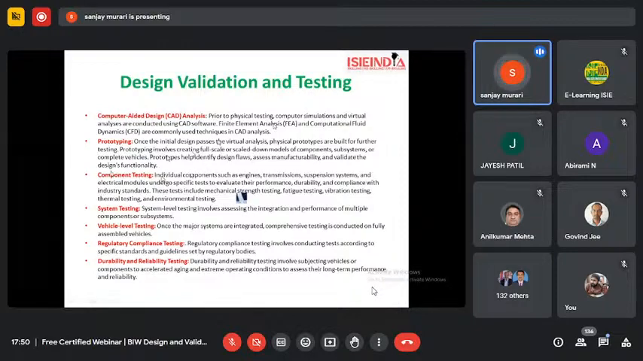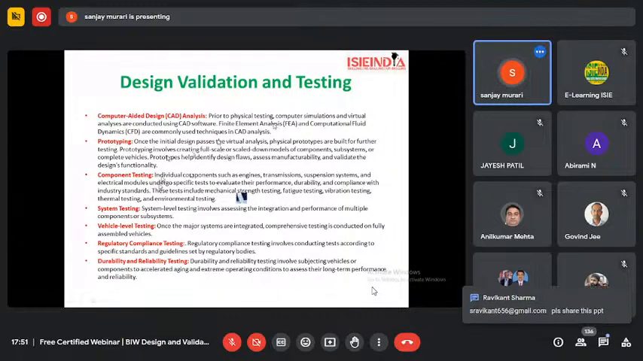Similarly, component testing will be there. On a single component, there may be different tests. Some loads may be applied on it: durability test, drop test, crash or fatigue test, vibration testing. Many tests will be there, and the component can be tested.